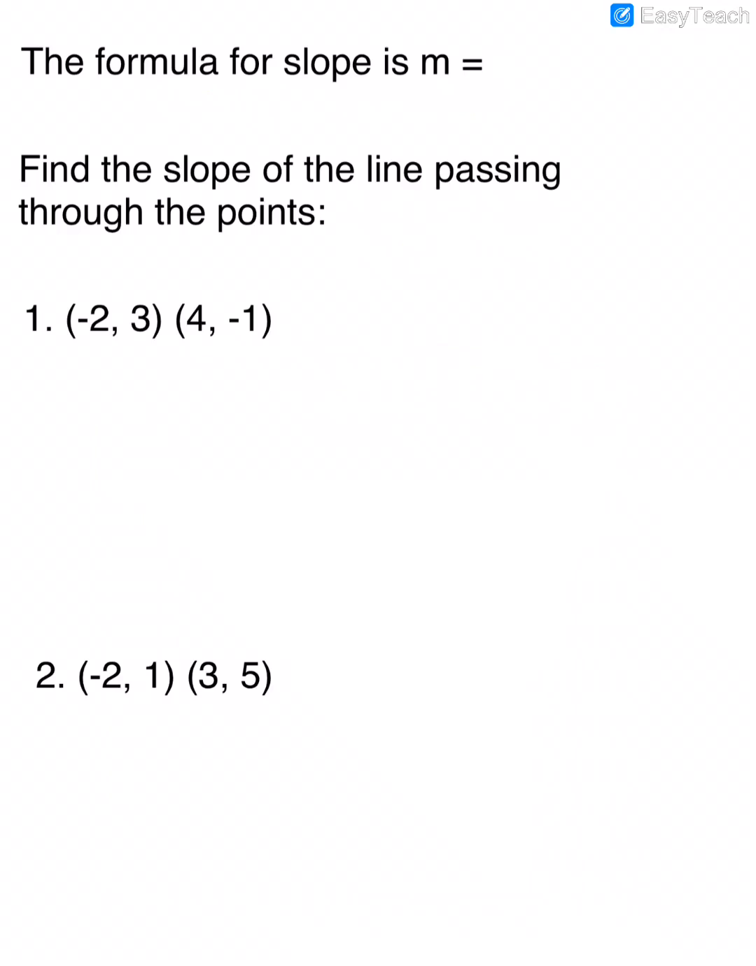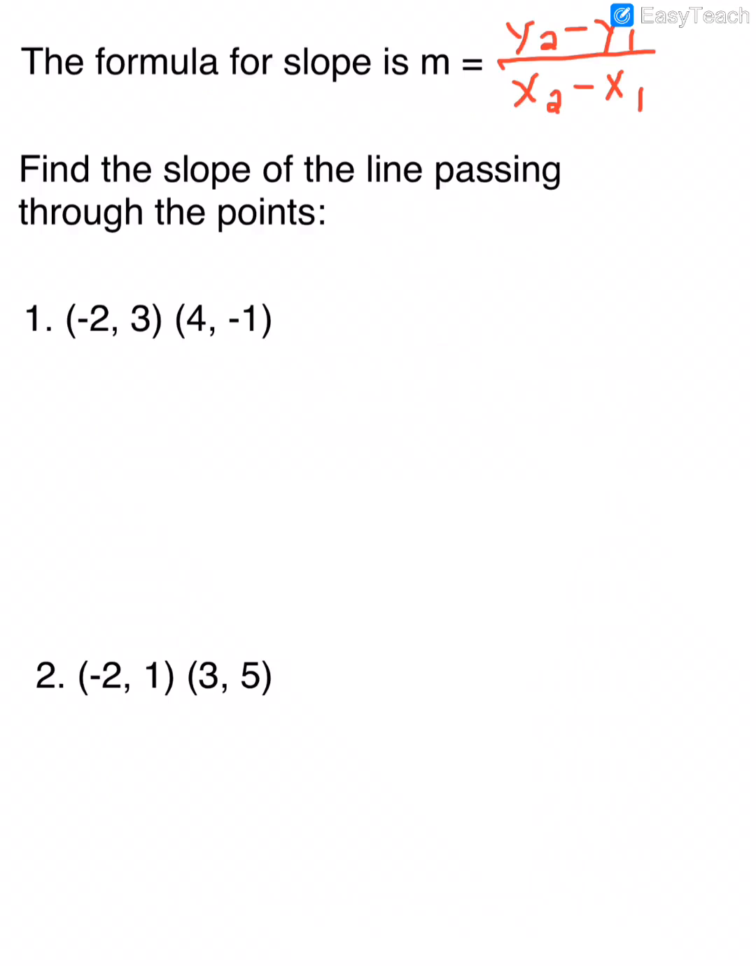Now let's talk about another method for finding the slope of a line. Earlier, I told you that the formula for finding the slope of a line is y sub 2 minus y sub 1 over x sub 2 minus x sub 1. What that means is we have to have 2 points to be able to find the slope of a line. And in every point, our coordinates are x and y. So let's look at number 1.